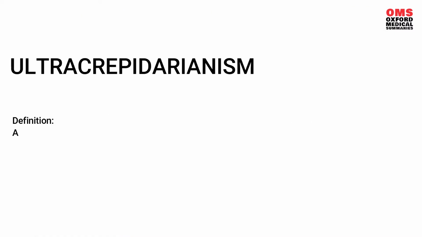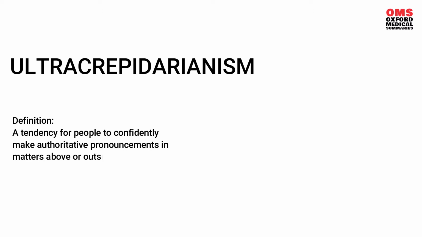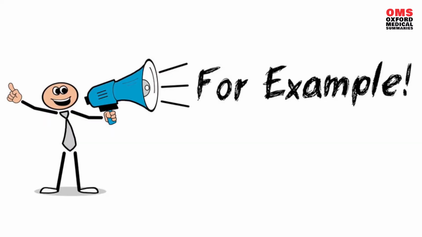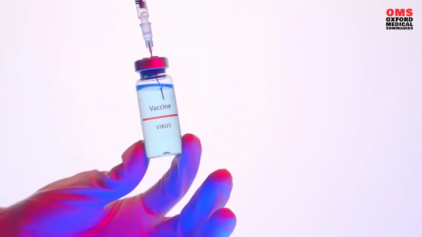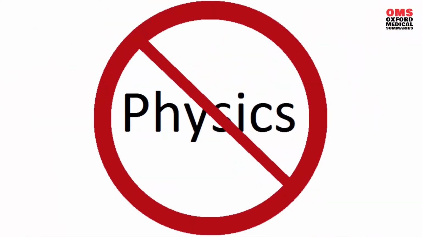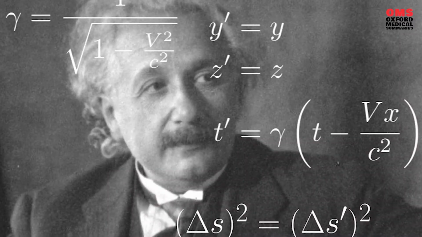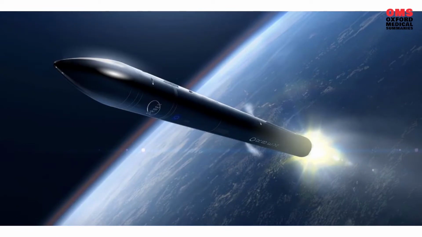Ultracrepidarianism. This is a tendency for people to confidently make authoritative pronouncements in matters above or outside one's level of knowledge. Again, for example, when issues of vaccines come around, you suddenly have people who have no medical or scientific background but suddenly feel they have the ability to analyze postgraduate research level data on the topic. This is similar to someone with no background in physics criticizing Einstein's theory of relativity, or a coffee shop worker feeling they can operate a space rocket based on watching a YouTube tutorial.